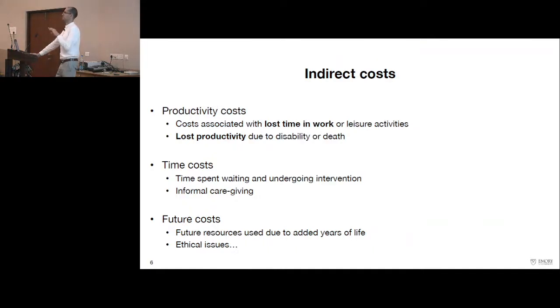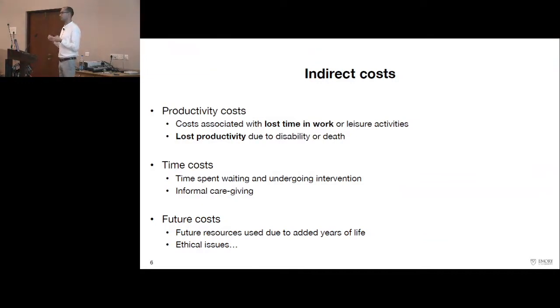And finally, future costs. So when I was reviewing these slides yesterday, I realized that this may be a little bit confusing. So let me pause here. When we talked about discounting of future costs, that still applies, and all future costs directly related to the intervention in question should be included and should be discounted. What I mean here by future costs are costs that patients incur by extended life expectancy due to the intervention.